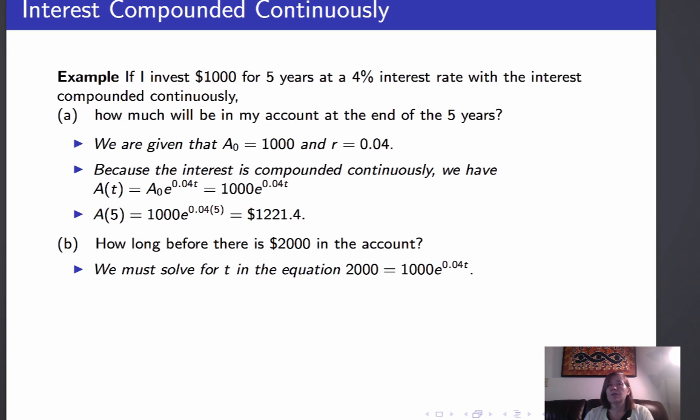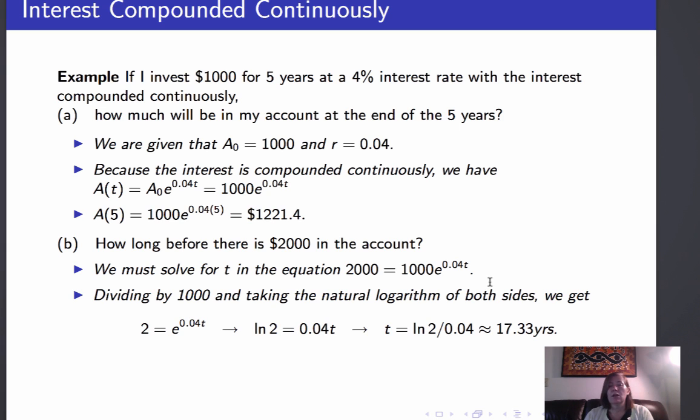How long do I have to wait before there will be $2,000 in the account? Well, in this case, we must solve for t. We know the value of A0, we know the value of R, and we know the value of A of t that we want in the account at time t. The unknown is the t. So we must solve for t in the equation A of t, which is 2,000, equals A0, which is 1,000, times e to the RT, which is e to the 0.04 t.